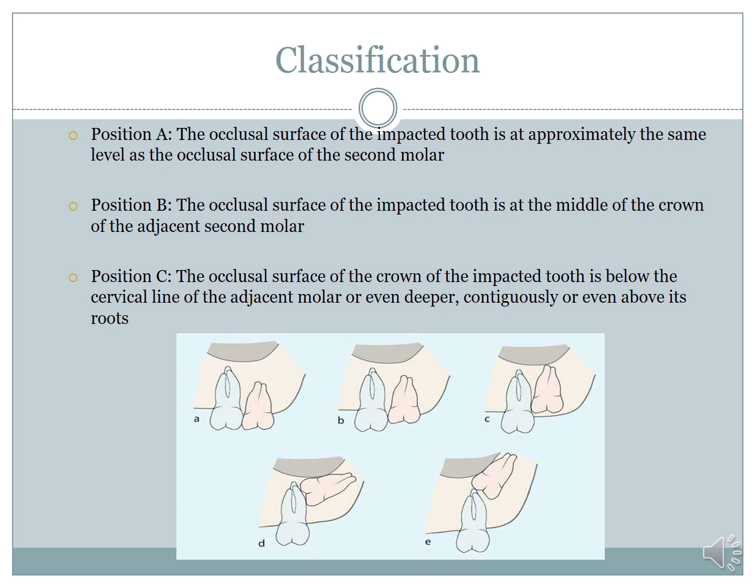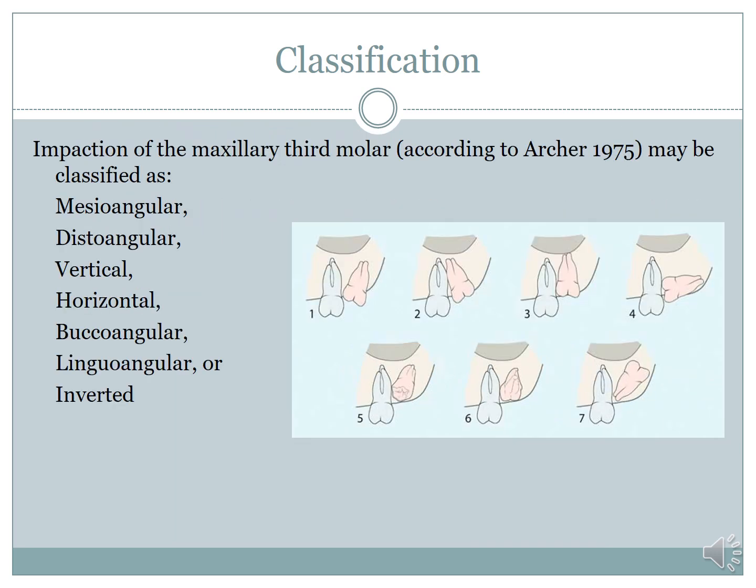Okay, say for example, as you see from the picture, position A, we might not need much removal of bone, but position B, C, and the D, E, which are very, very rare, we might need extensive removal of bone. Okay, this is helpful for us to plan the surgery. And then the angulation, of course. The reference point is the long axis of the second molar, how angulated the impacted molar is.